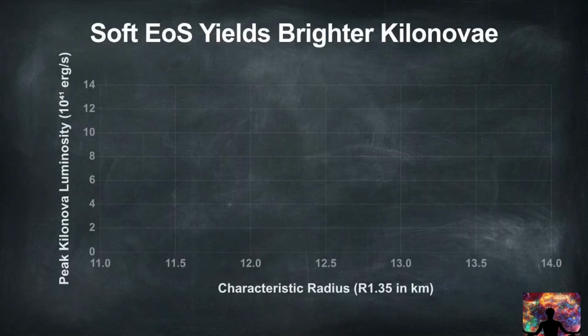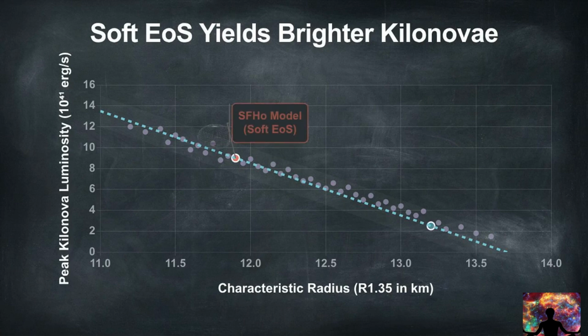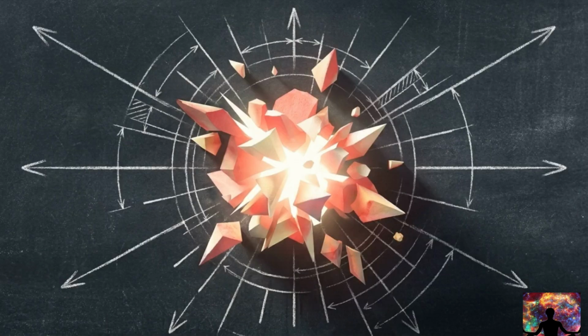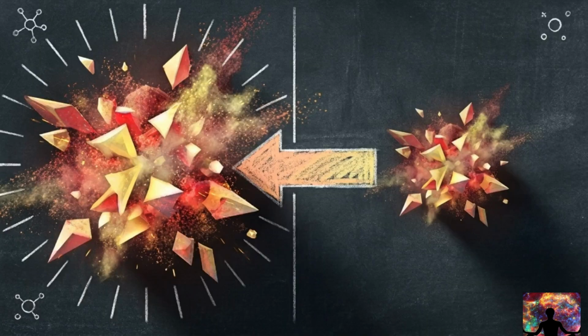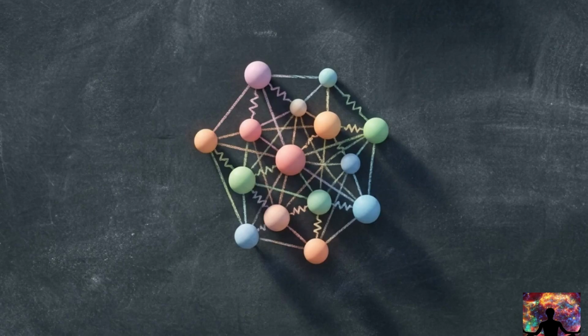This scatterplot displays the relationship between a neutron star's characteristic radius and the peak luminosity of its kilonova. There is a clear inverse relationship. Smaller radii, derived from softer equations of state, yield massively higher peak luminosities. The scale of this effect is highly distinct. Models using a soft equation of state, like SFHO, predict a kilonova that is nearly 3.7 times brighter in the infrared band than one produced by a stiff equation, like DD2. Therefore, the peak brightness of a fading kilonova acts as a direct, observable proxy for measuring the subatomic stiffness of the neutron stars that were destroyed to create it.